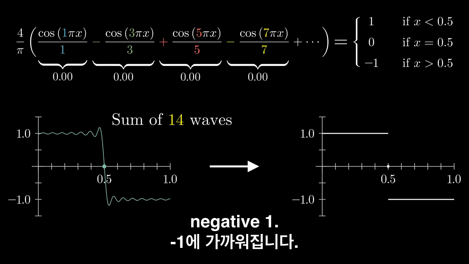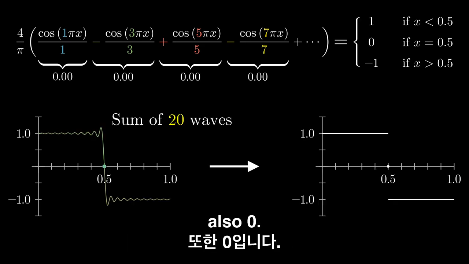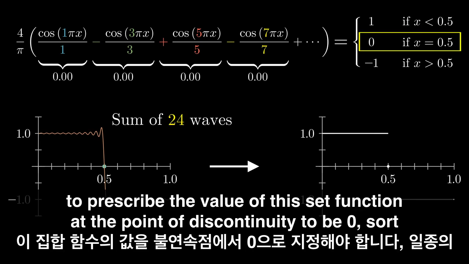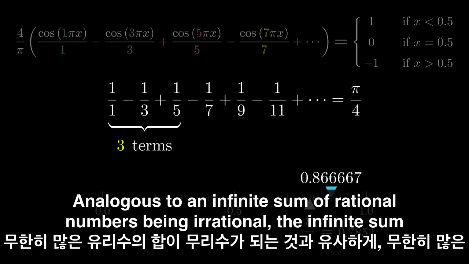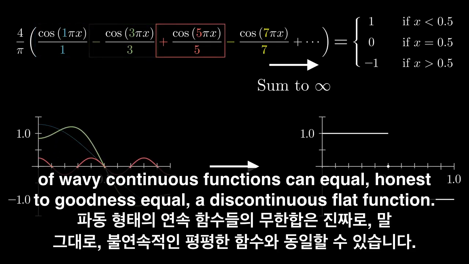And at the input 0.5 itself, all of the cosines are 0, so the limit of the partial sums is also 0. And that means that, somewhat awkwardly, for this infinite sum to be strictly true, we do have to prescribe the value of this step function at the point of discontinuity to be 0, sort of halfway along the jump. Analogous to an infinite sum of rational numbers being irrational, the infinite sum of wavy continuous functions can equal, honest to goodness equal, a discontinuous flat function.